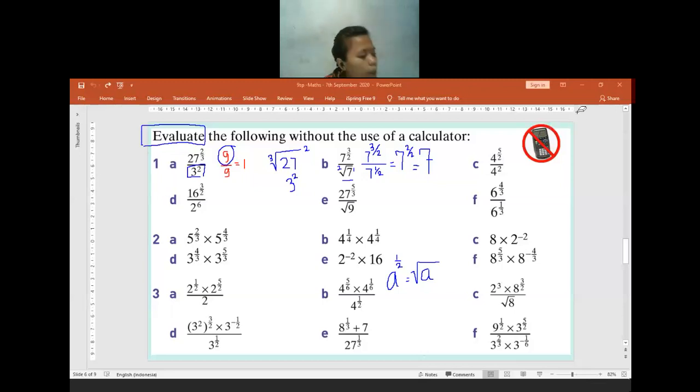We have 4 to the power of 5 per 2 divided by 4 to the power of 3 per 2. Teacher, can you repeat the answer again? Okay, can you repeat again?